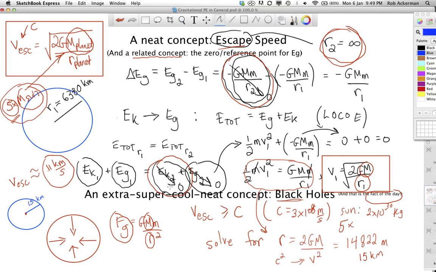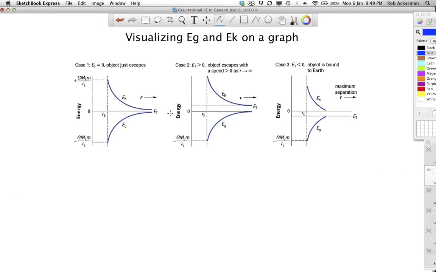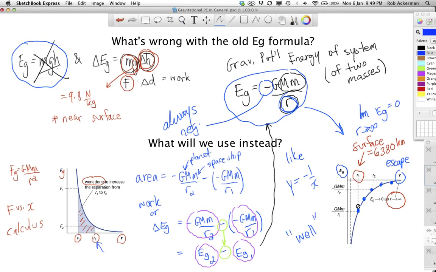All right, so moving on. Let's see what else we've got here. We've been talking about the idea of gravitational potential energy in general and how it relates to kinetic energy and the concept of escape speed. And so now it's time to look at these two types of energy as they relate to one another on a special kind of graph. It's an energy versus distance graph, which you've already seen. The first time you saw this was back here, don't forget.